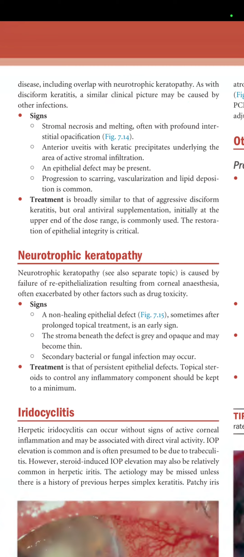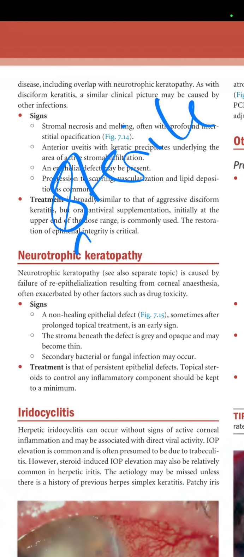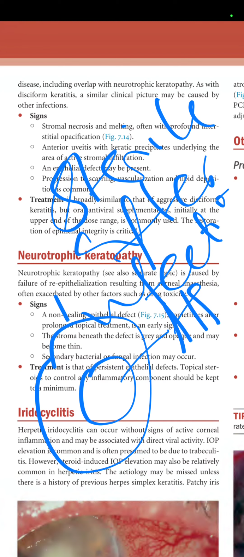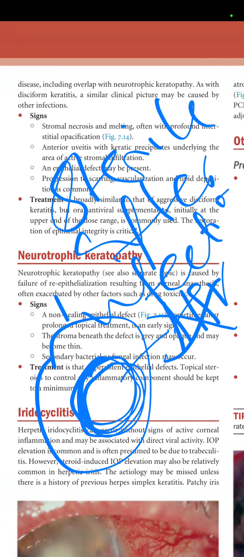Neurotrophic keratopathy is a type of keratopathy which usually becomes sterile after any infection. Sterile after infection. So for example, a patient has an ulcer due to HSV. Now the HSV is finished or not there, but the ulcer is still there. So this ulcer now will be called a neurotrophic keratopathy.